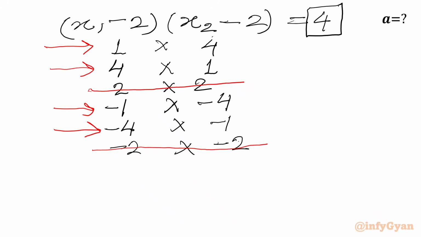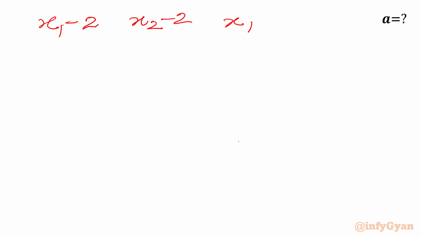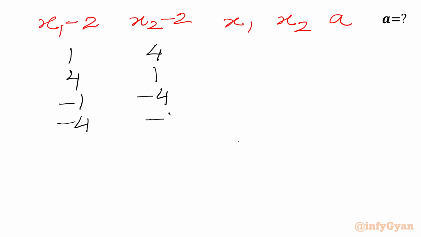So I will write here first column x1 minus 2, second column x2 minus 2. Then we'll write third column x1, fourth column x2, last column which is required in this problem, a. Now x1 minus 2 is 1, x2 minus 2 is 4. 4 and 1. Minus 1 and minus 4. Minus 4 and minus 1.